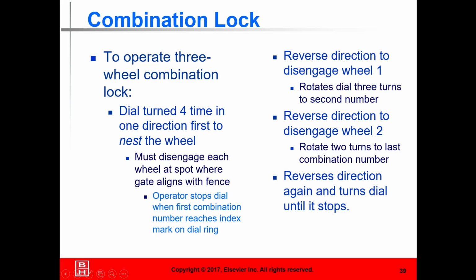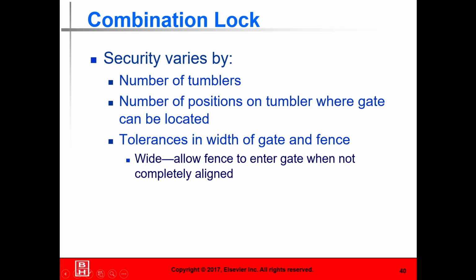Combination lock. It's usually three wheels, with the dial turned four times in one direction to nest the first wheel, and then reverse direction, and so on. So it's a combination, so you can kind of see. And these you see on the safes.